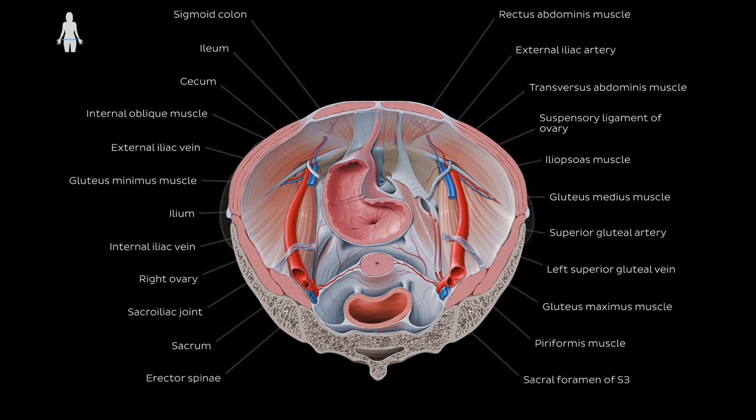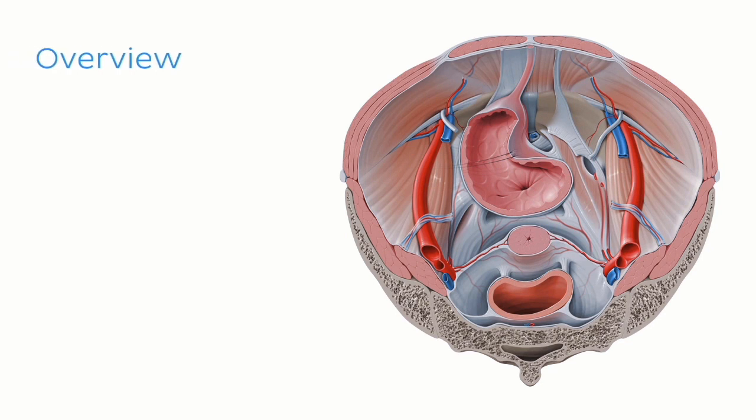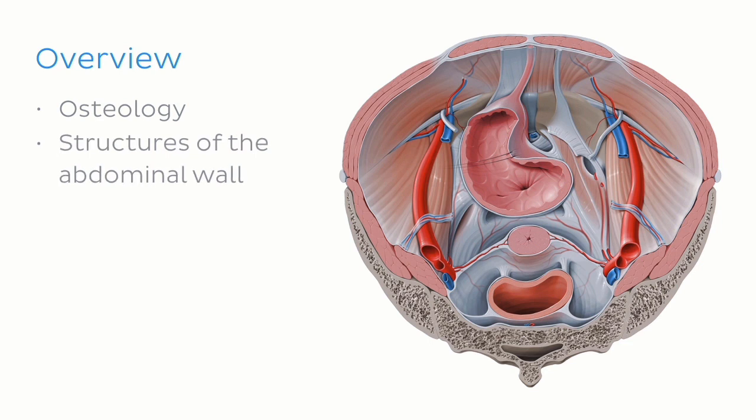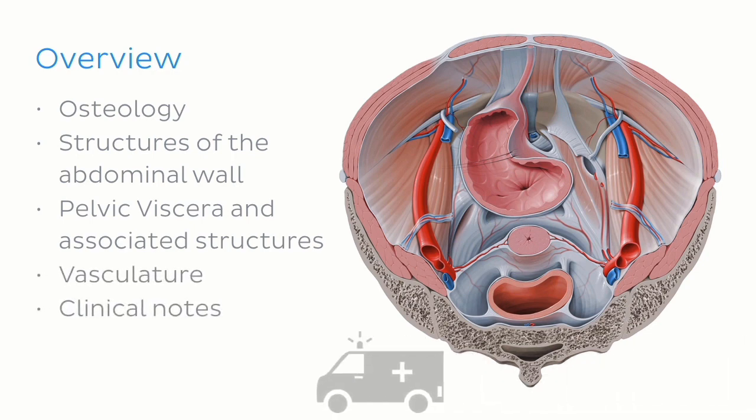Therefore, in this tutorial, we're going to be breaking down the different components of the female pelvis in the following order. First, we're going to begin with the visible osteology of the pelvis, then the structures of the abdominal wall, which includes the muscles and the fascial layers, and then we'll move on to the pelvic viscera and associated structures and the vasculature. And finally, we'll discuss the clinical correlates towards the end of the tutorial.